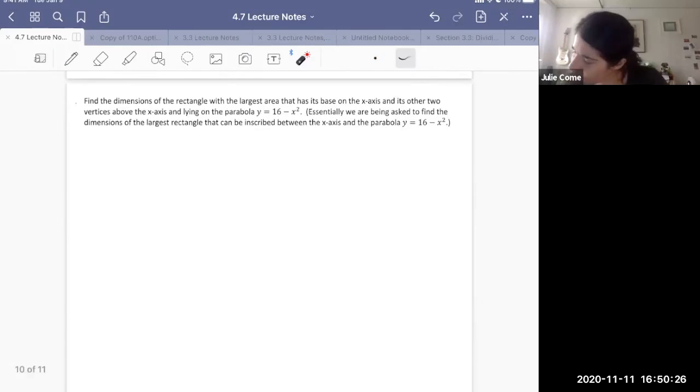All right, okay, so we get problems like this guy. If we read it through, it looks like we're trying to find the dimensions of the rectangle with the largest area that has its base on the x-axis and its other two vertices above the x-axis and lying on the parabola 16 minus x squared.